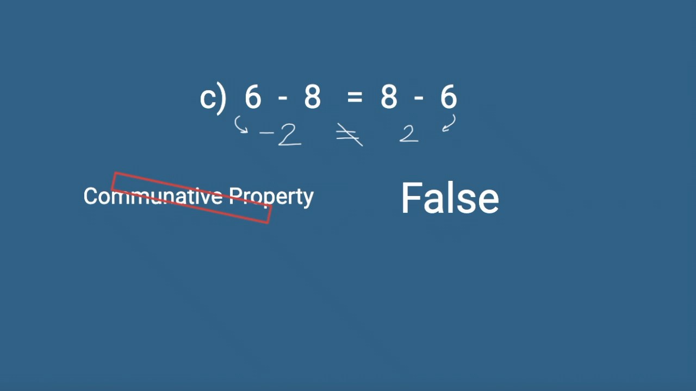This one is false. You might see it and think, well, it's a different arrangement, so it must be the same. But this is not the commutative property. And you could even check your work by actually doing the 6 minus 8, which will be minus 2, and 8 minus 6, which would be positive 2. So these are not equal because one is negative. And this is because the commutative property only works when the numbers are being added or multiplied. And in this case, there's a subtraction. So it does not work. So this is false.